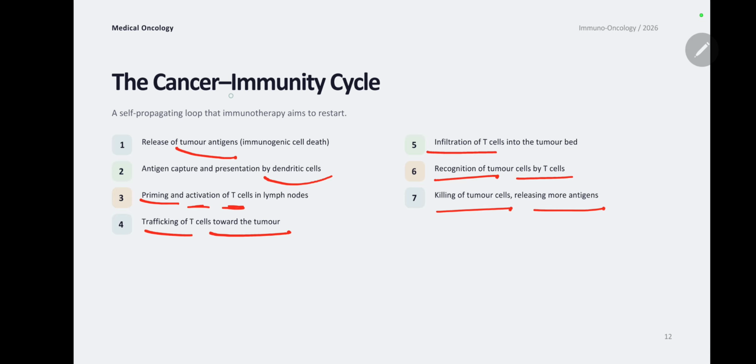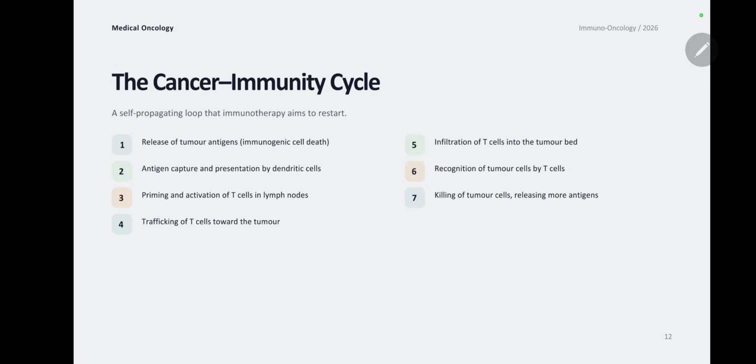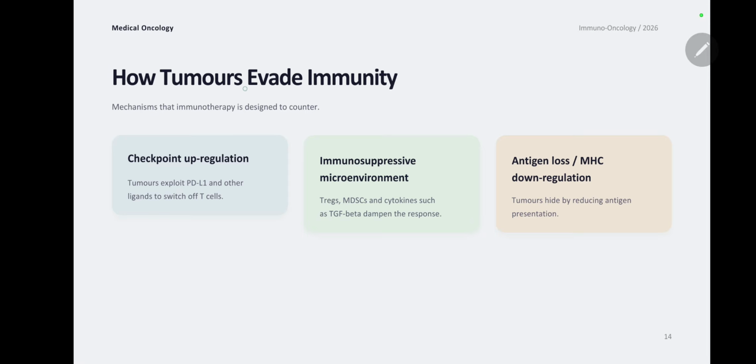So that is the normal immunity cycle, but this cycle is evaded by the tumor cells. Okay, and what will happen about that? We discuss how the tumor evades this immunity. First of all, checkpoint upregulation. As a checkpoint level, PD-L1 and other ligands presented on the tumor are masking the PD-1 which is presented on the T cell.